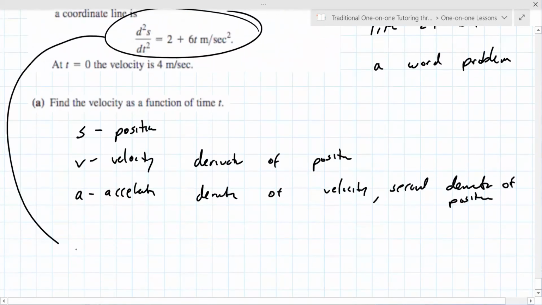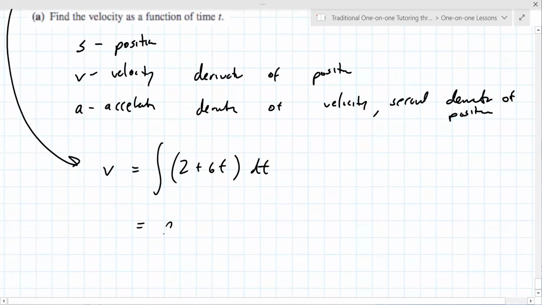Okay, so all of that being said, you just need to find the antiderivative of this. Okay, so the antiderivative of this ends up just being V, because the antiderivative of acceleration is velocity. So you're integrating 2 plus 6t dt. So it's 2t plus 3t squared plus c.